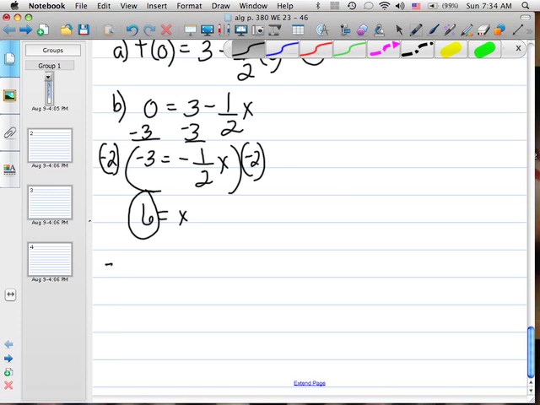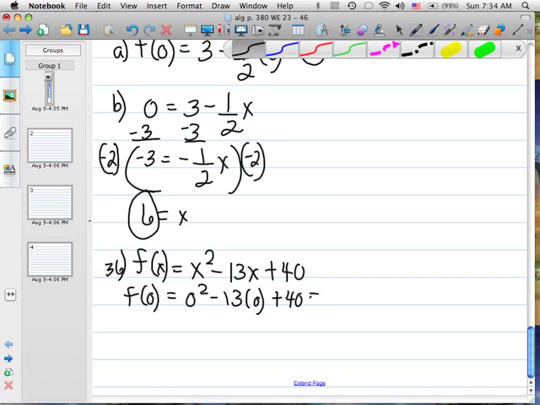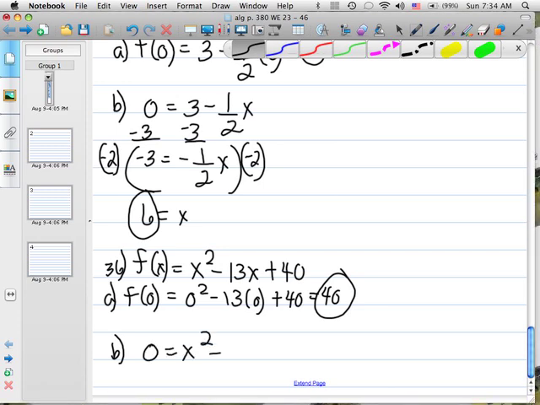Problem number 36. The function is f of x equals x squared minus 13x plus 40. First evaluate it at f at 0. So 0 squared minus 13 times 0 plus 40. These two become zeros, so our answer is simply 40. That's part A. Part B, we're going to set the function equal to 0.